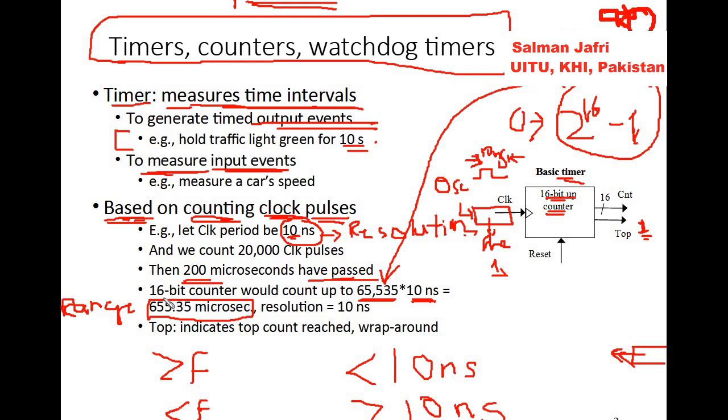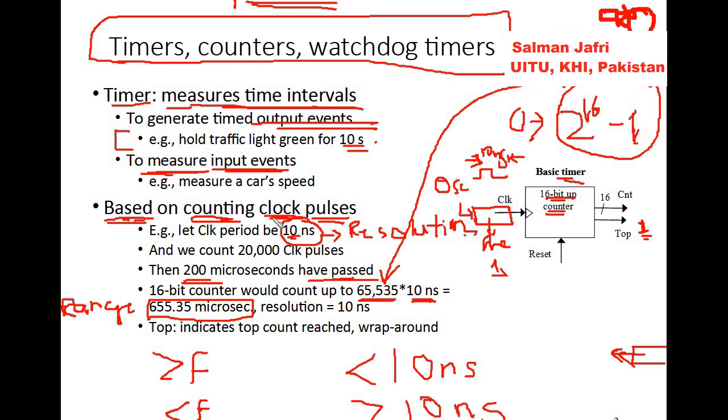And what would be the maximum value that the 16-bit counter could count? This is the maximum number that can be stored in the 16-bit counter, which is 2 raised to power 16 minus 1, or 65,536 minus 1, which is 65,535.